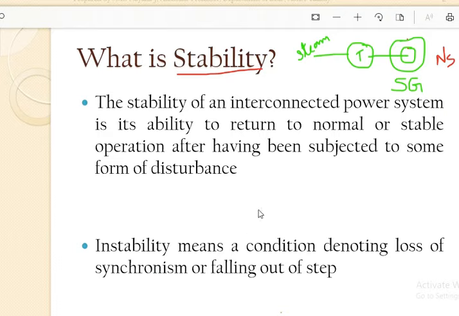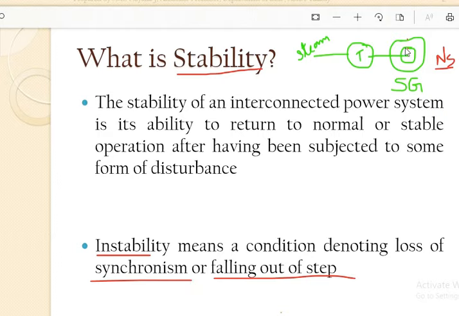So indirectly, how can you say that your system is unstable? That means whenever your rotor's speed is less than or greater than the synchronous speed, or you can say that whenever your rotor is not rotating at a speed equal to synchronous speed, you can say that it is falling out of step or it is losing synchronism. Am I clear?